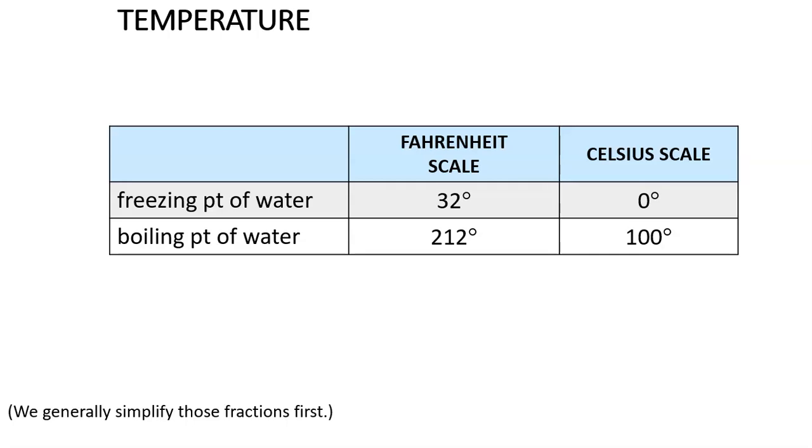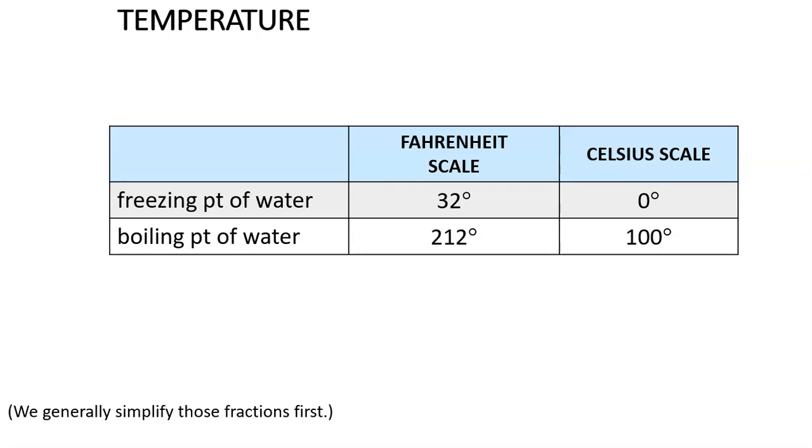All right, in English units, we use Fahrenheit. In metric units, you use Celsius, or sometimes degrees centigrade. The two key points on here are the freezing point of water and the boiling point of water. In the Fahrenheit scale, 32 is freezing, 212 is boiling. In the Celsius scale, it goes between 0 and 100. So water freezes at 0 degrees centigrade. Water boils at 100 degrees centigrade.